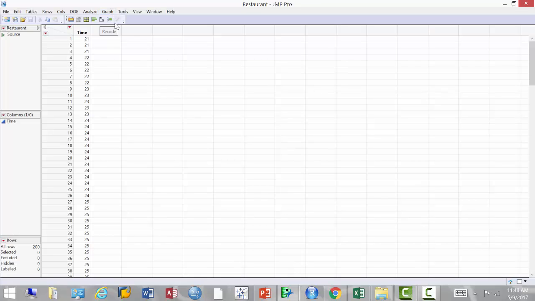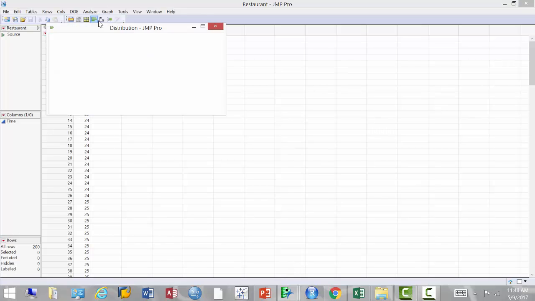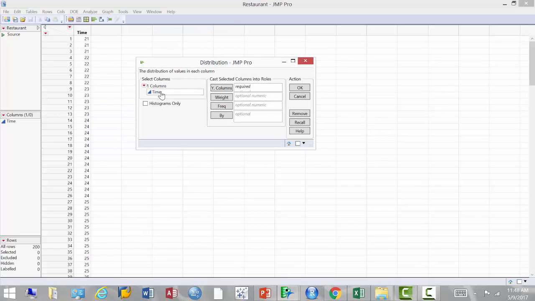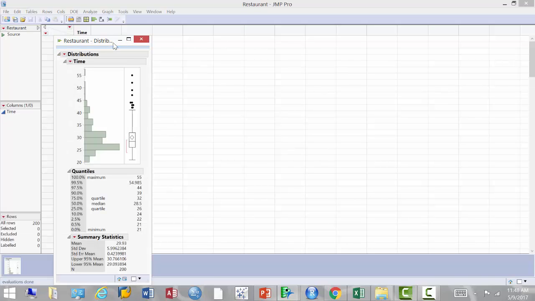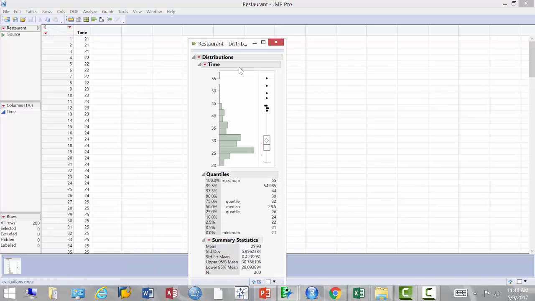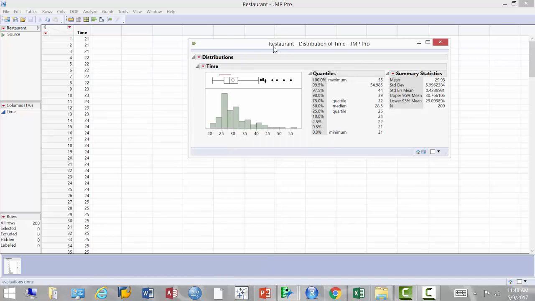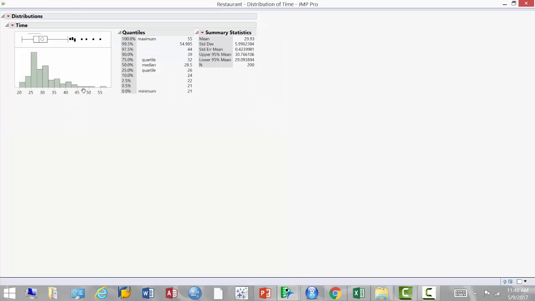Okay. So you remember how we plot the histograms, right? Or any graphs for that matter. So we have to click on the distribution, and here is the only column, time. I put it into the Y columns. Click OK, and here is my distribution. Well, the only thing is let's put it horizontally, right? So let's stack it, and there it is. Okay. So here is my histogram.